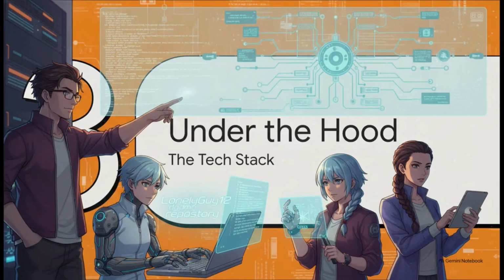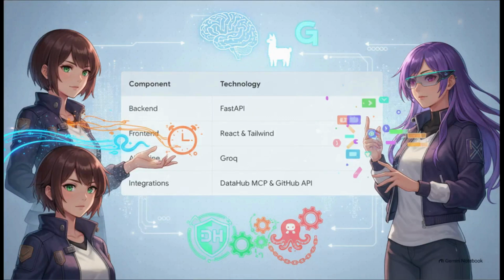Section 3. Under the hood, the tech stack. So, what is powering all this? It's a very modern, punchy stack. On the back end, we have FastAPI handling the logic, utilizing server-sent events to stream responses super efficiently. The front end is cleanly built with React and styled with Tailwind. The AI brain, as we mentioned earlier, is Groq running the Llama 3.3 70B Versatile model, and the glue holding this all perfectly together? That's the DataHub MCP and the GitHub REST API.